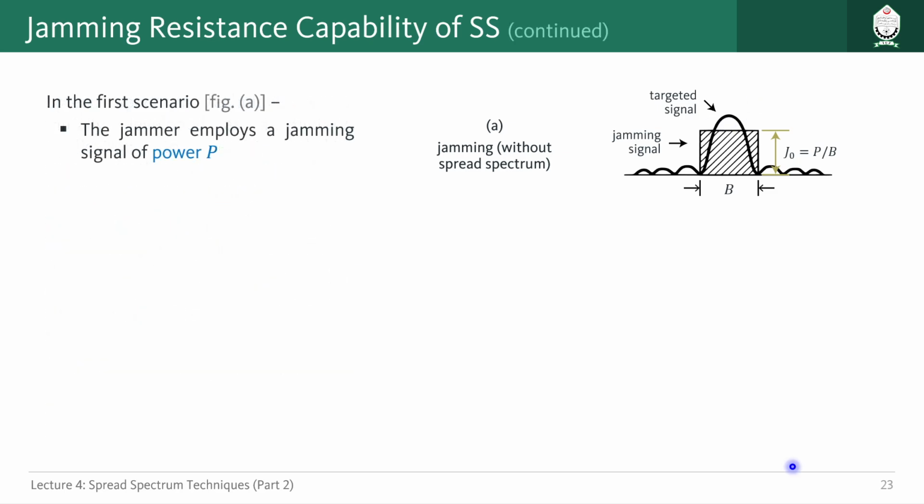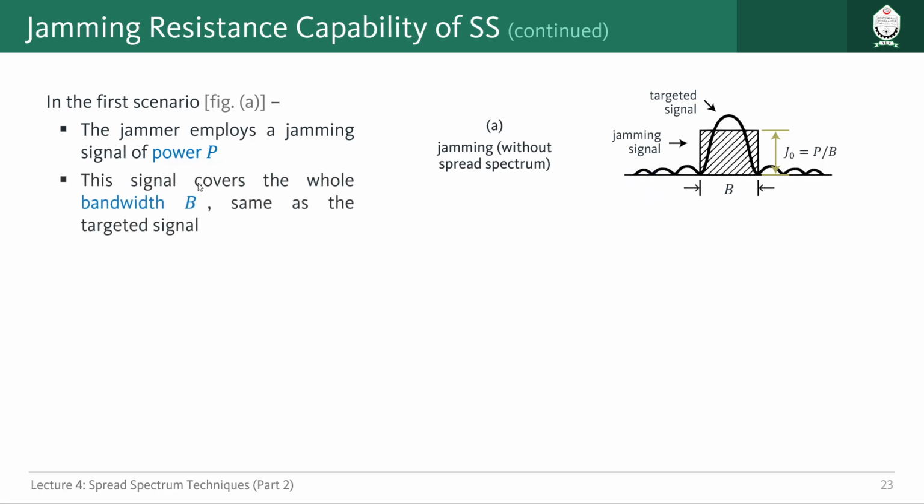Now let us inspect the first scenario here. In this graph, we are seeing the power spectral density of these two signals. Power spectral density means how power is distributed over different frequencies. That is shown here. If I calculate the area under this curve, the rectangle, then we find the total amount of power for our jamming signal, which is P. Our jamming signal covers the whole bandwidth B, just the same as our targeted signal. And as a result, the value of power spectral density for the jamming signal is J0, right?